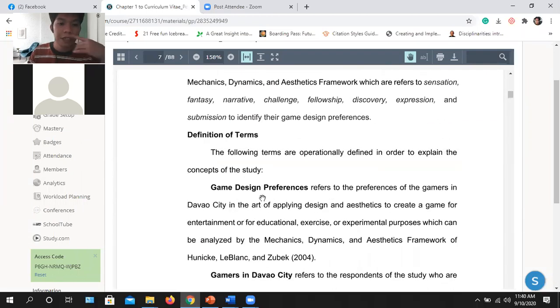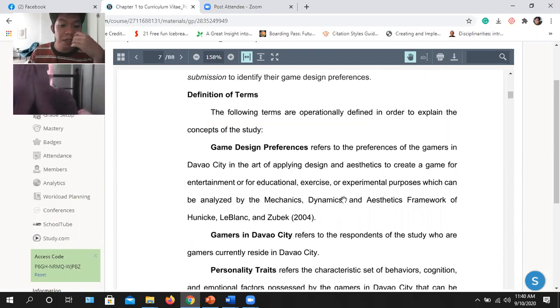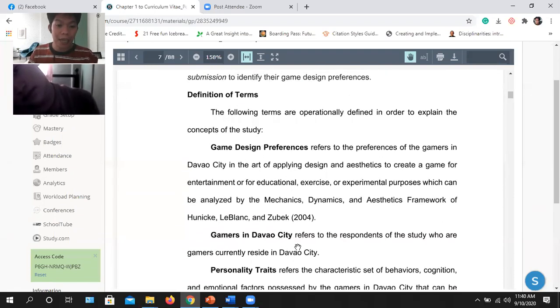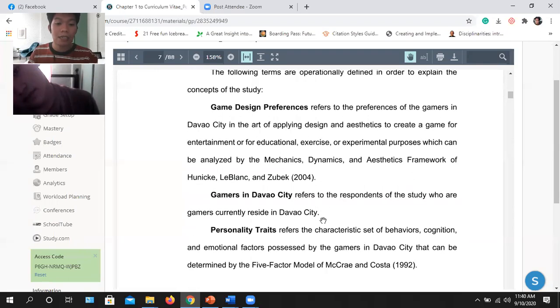Ito. Since the title is Personality Traits and Game Design Preferences of Gamers in Davao City, there are three terms that should be defined in the study. The game design preferences, gamers in Davao City, at saka personality traits. And the arrangement of the terms should be in alphabetical order.